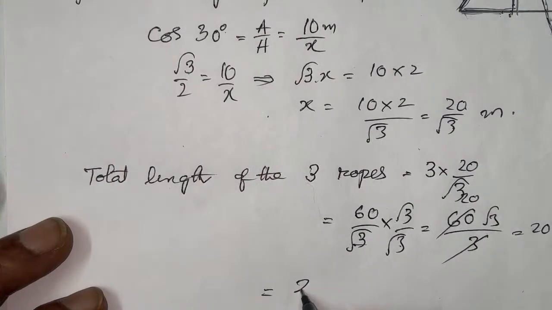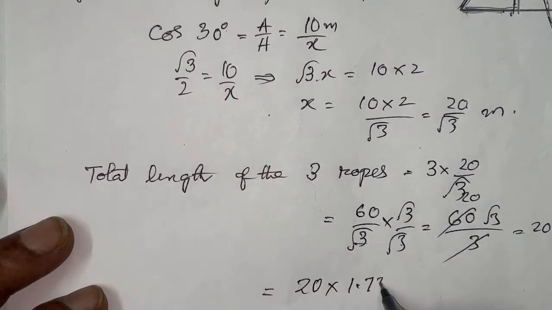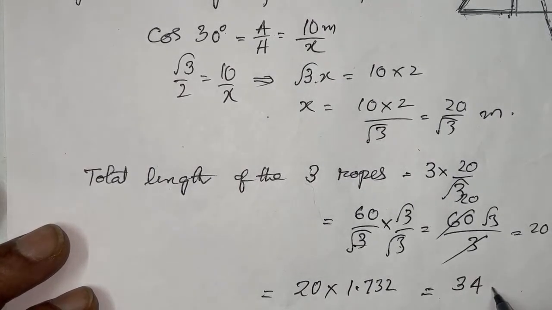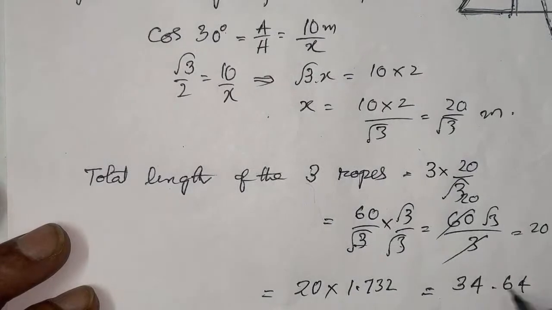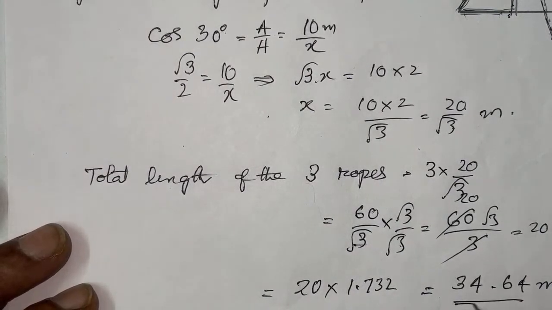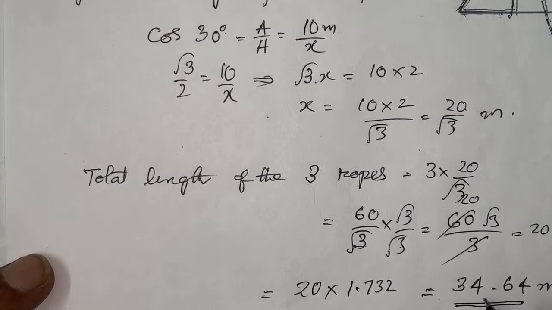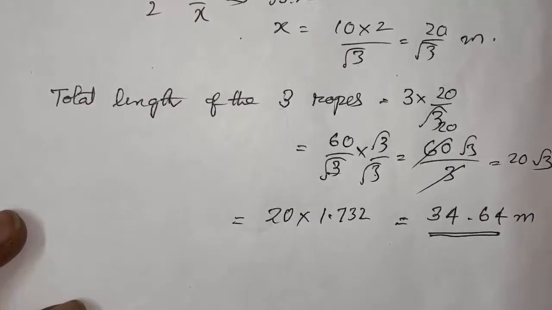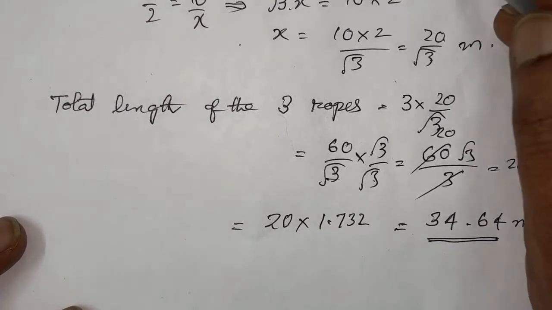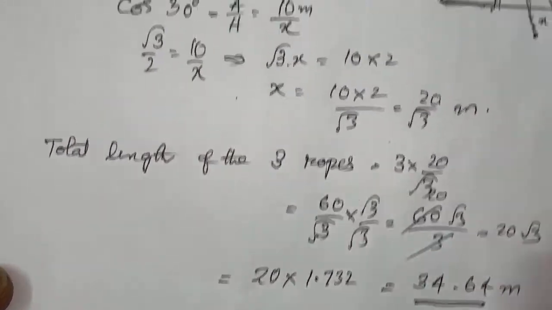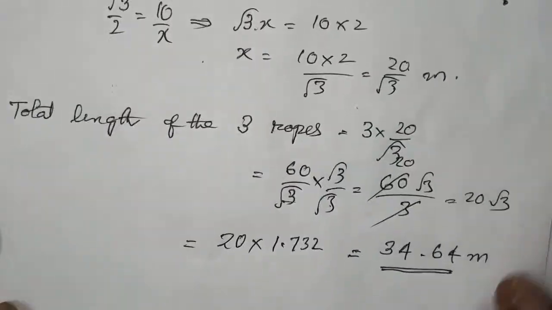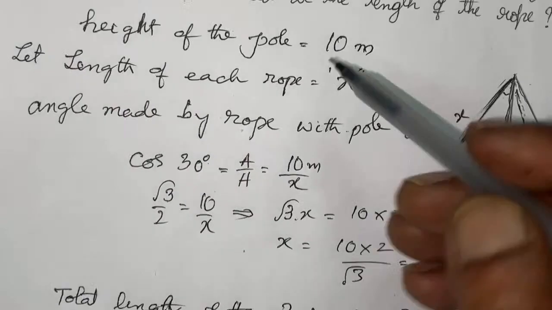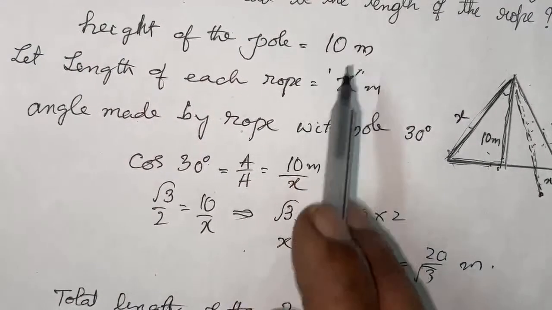20 root 3 means 20 into 1.732. We will get finally 34.64 meters as the length of all three ropes, which we tied, which we took the help of to install the pole here. To set up the pole, three ropes are used. So the three ropes' length is 34.64. This is the procedure.